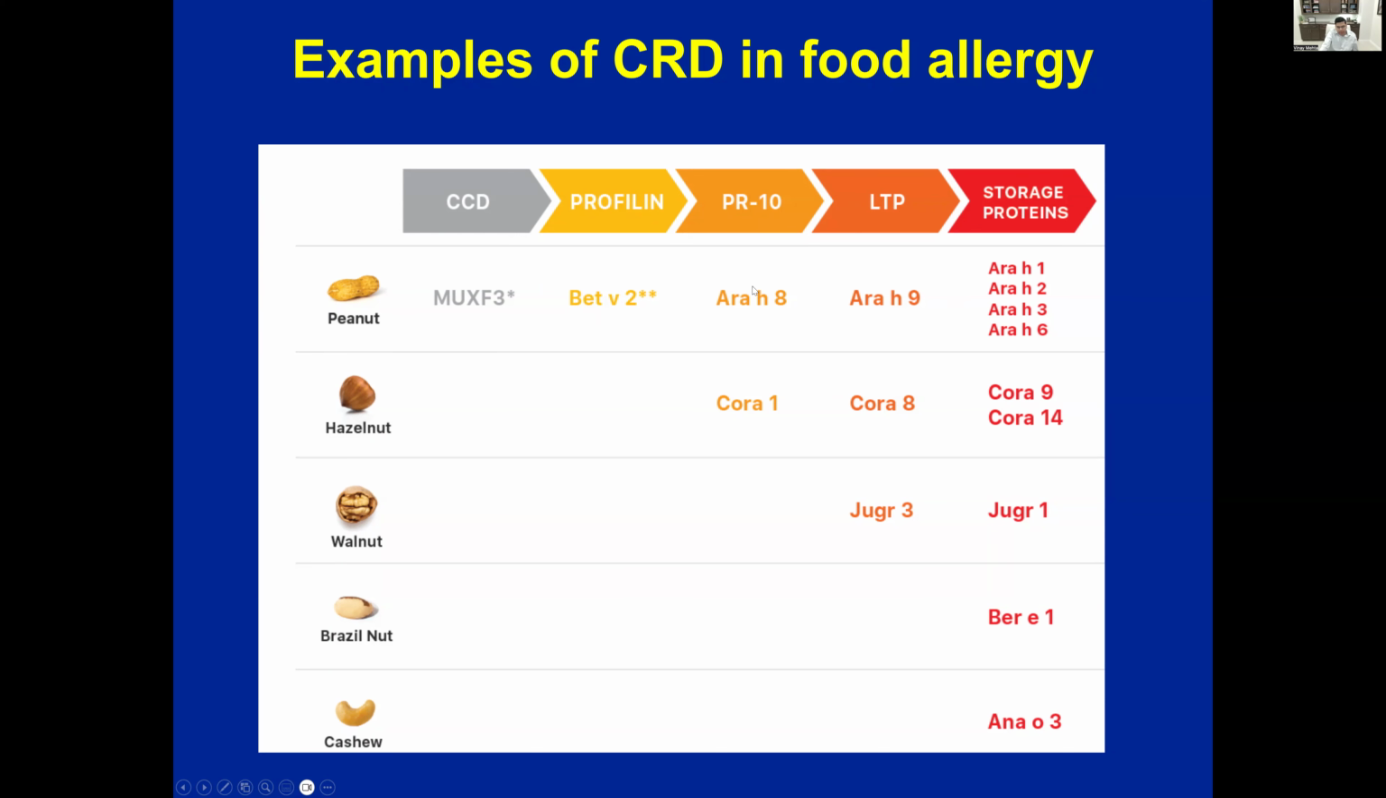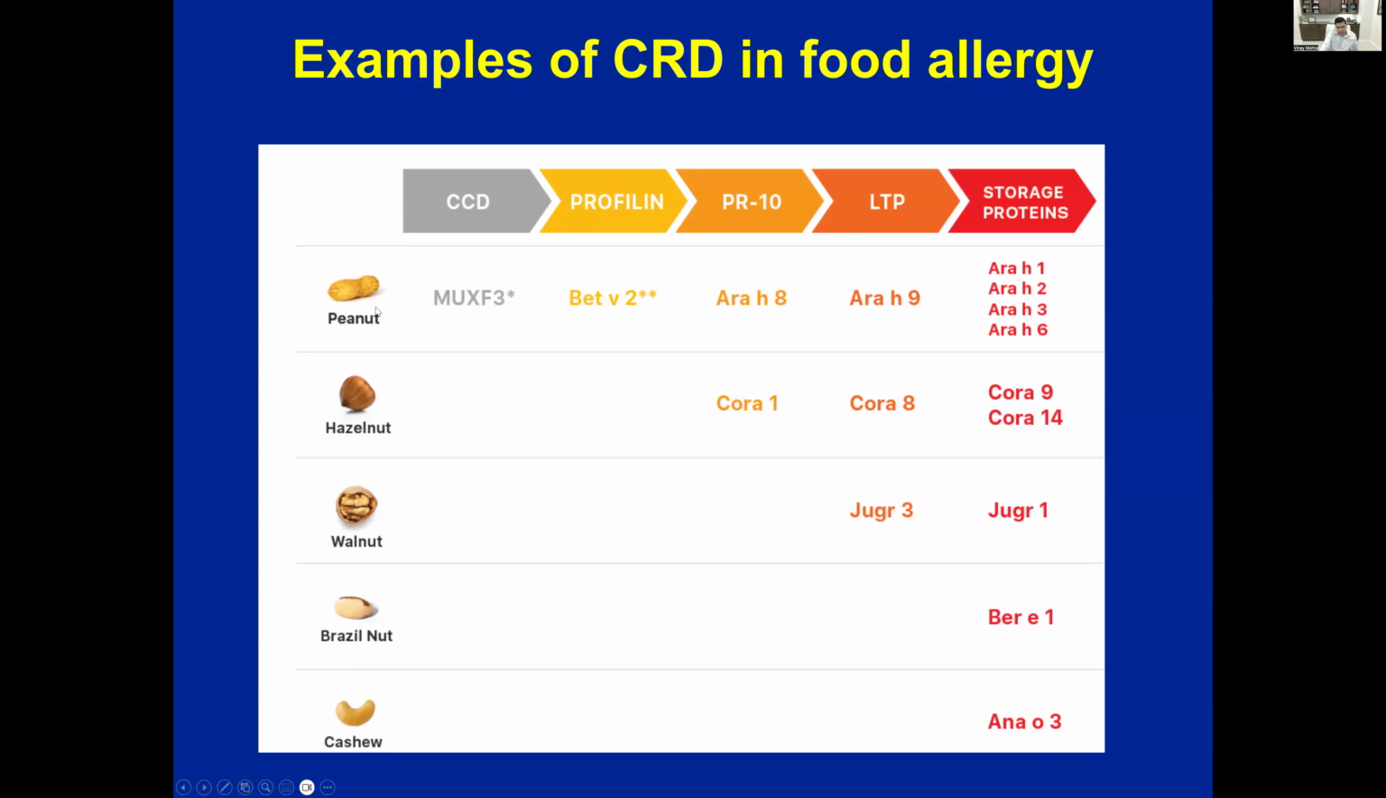Which component is positive? If it's just Ara h 8, we know that's a homolog of birch pollen. So it means the person probably is allergic to birch pollen. This will probably result in oral allergy syndrome, but will not result in anaphylaxis. Whereas if these are positive, especially Ara h 2, then this is a storage protein, so there's a more significant chance of reacting. Again, this is a second level test that gives you more accuracy and will also help you determine whether you should challenge the patient to food or not.